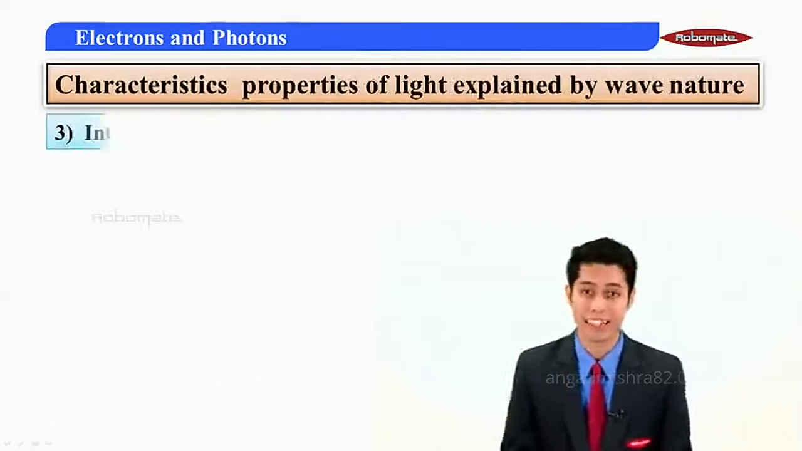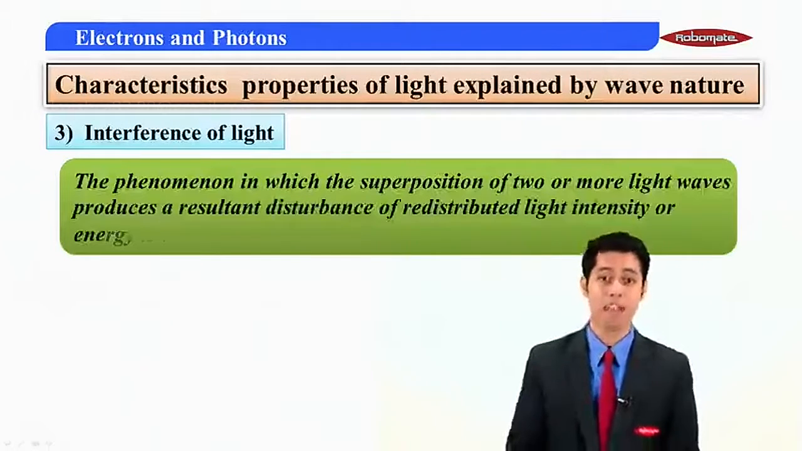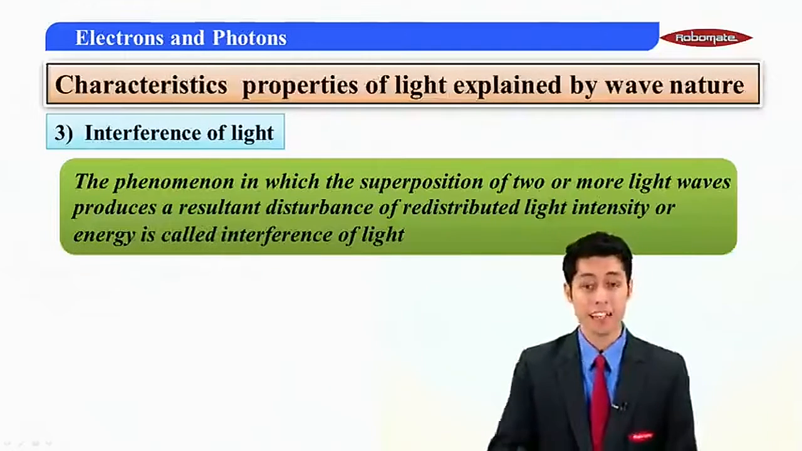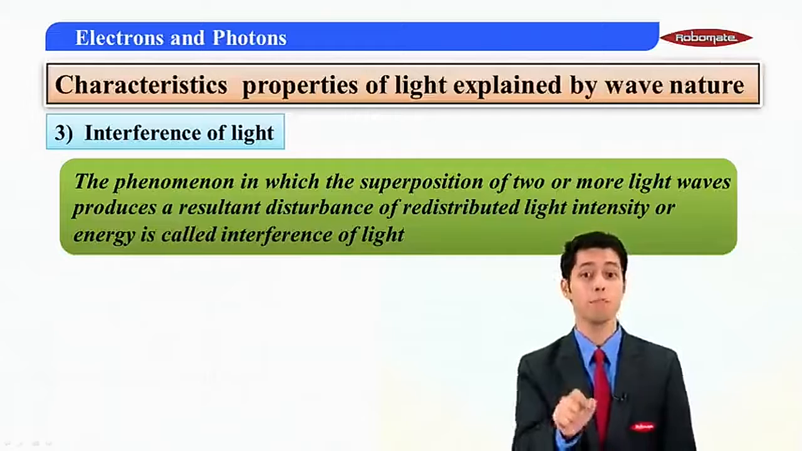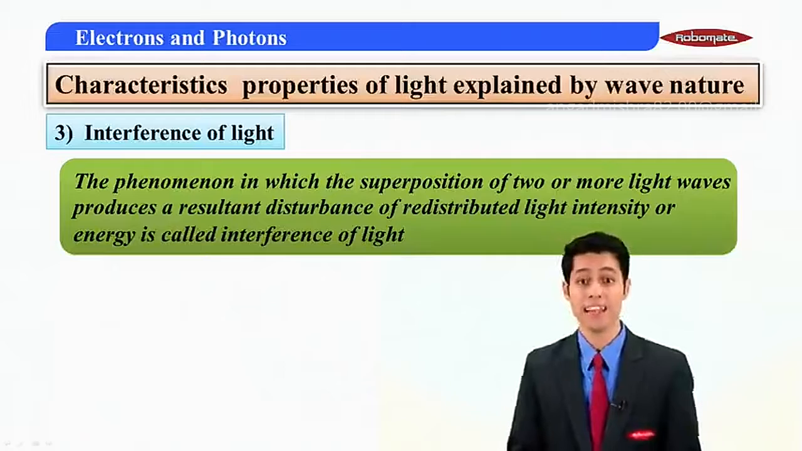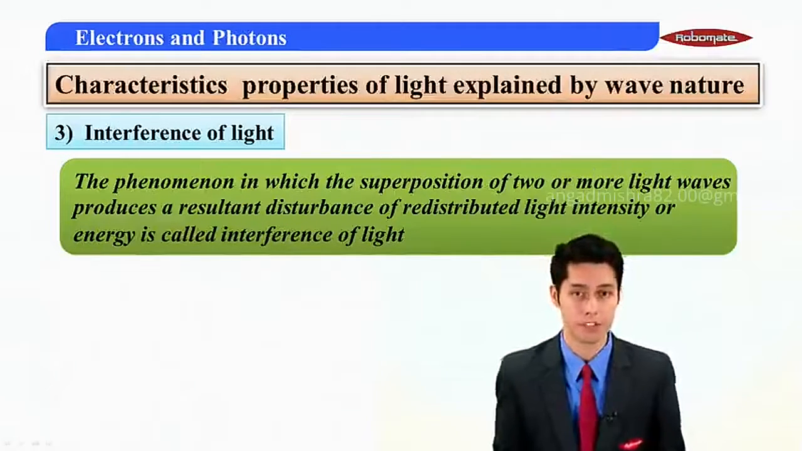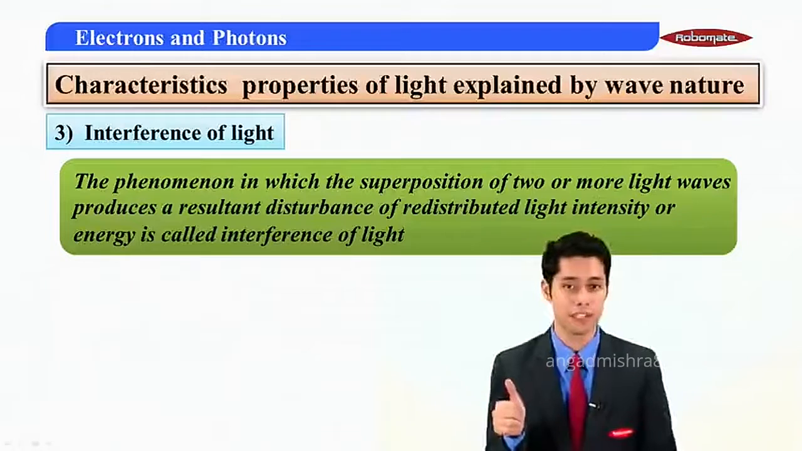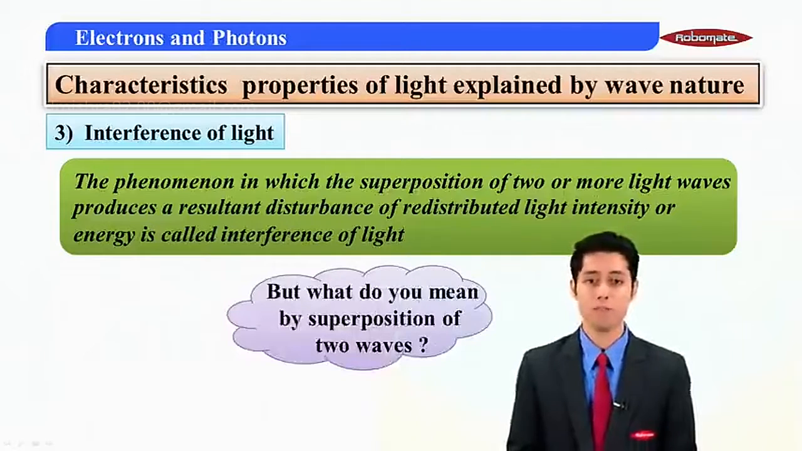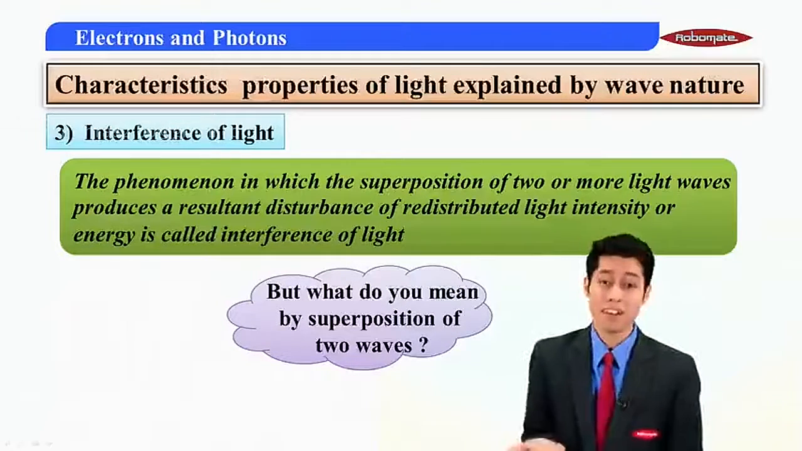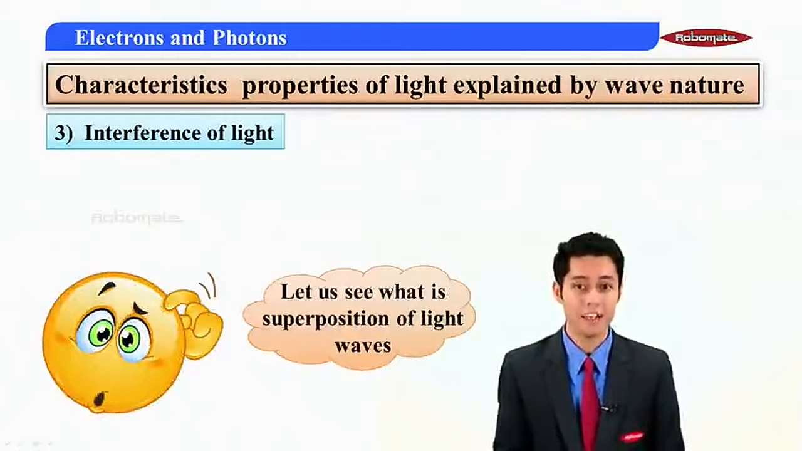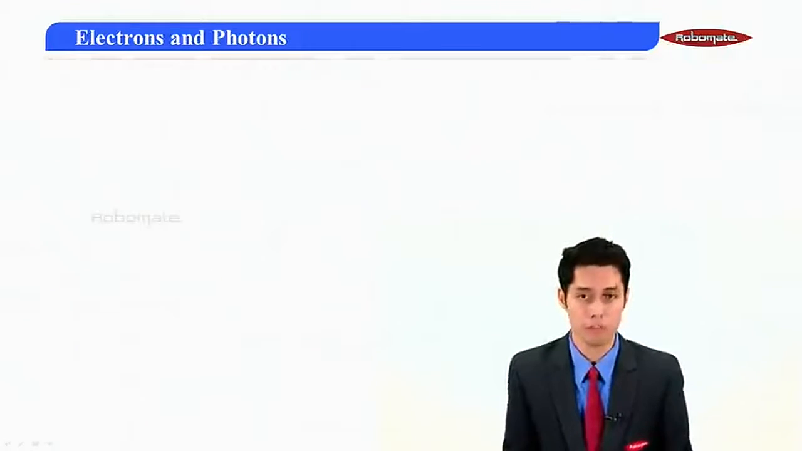Moving ahead, there were a few other characteristic properties explained by wave nature, and one of them is called interference of light. Interference is a phenomenon in which there is a superposition of two light waves. Two light waves are superimposing, and a resultant disturbance is produced. Now this resultant disturbance causes redistribution of light intensity or energy. Many students do not know what superposition actually means, so to study it in detail, we will see what superposition actually means.